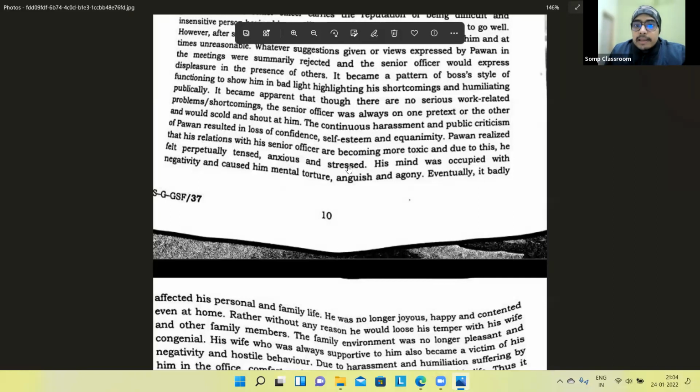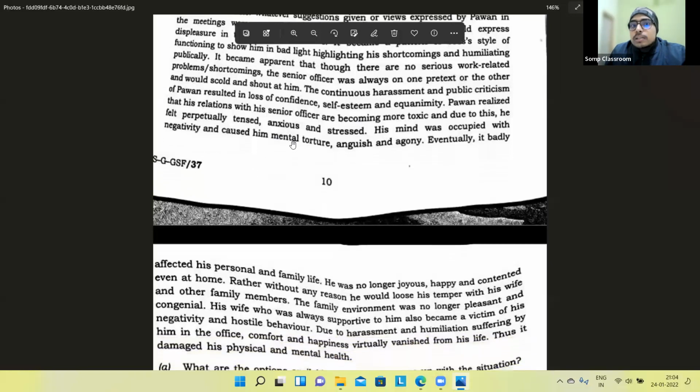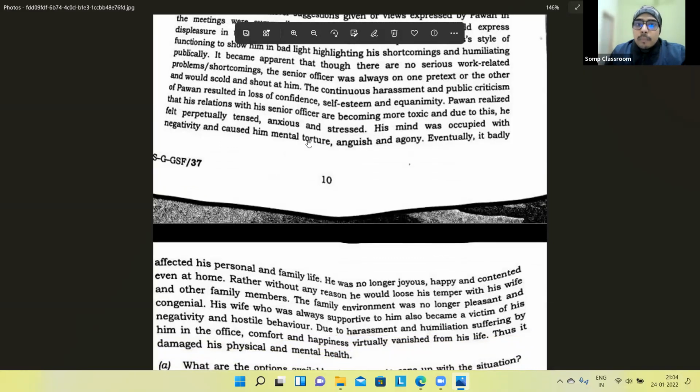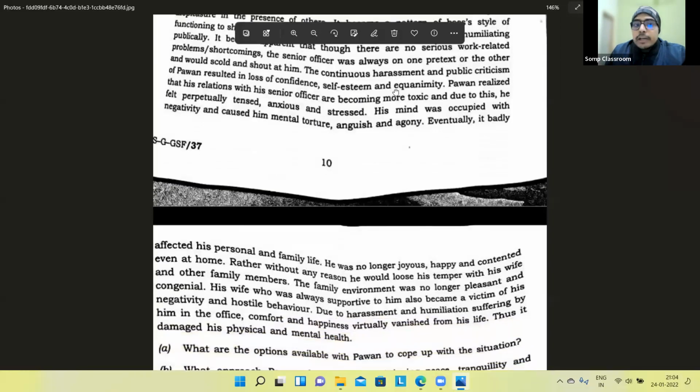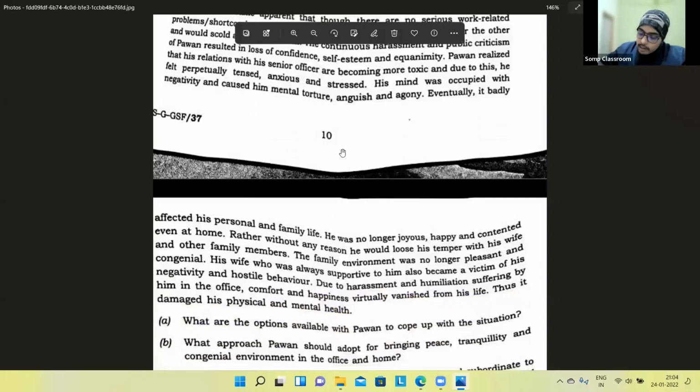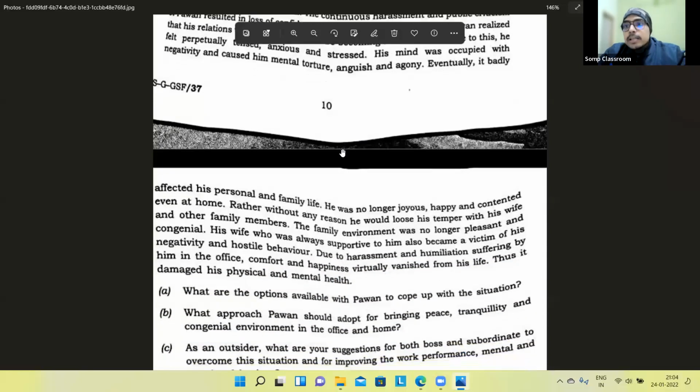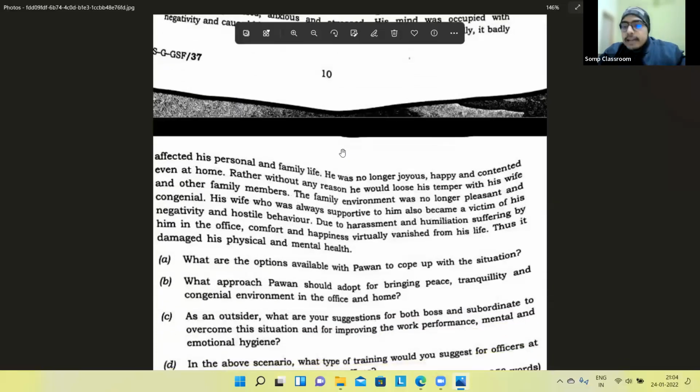His mind was occupied with negativity and caused him mental torture. See, mental health is there now, anguish and agony. Eventually, it badly affected his personal and family life. Now, listen, it's a chicken and egg relationship, or a circular relationship. His senior's family life was disturbed. His behavior was disturbed. Here, his individual life or professional life got disturbed. His personal life is being disturbed. So can you relate how these two are forming issues?